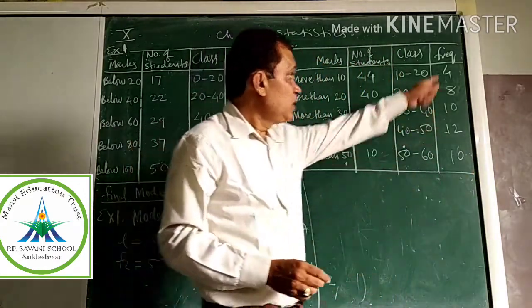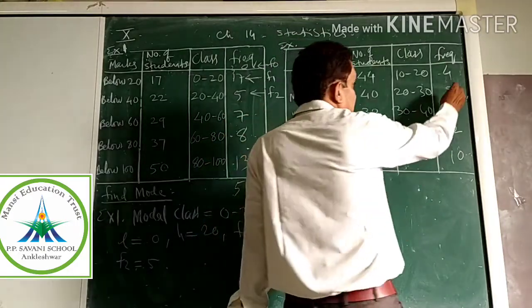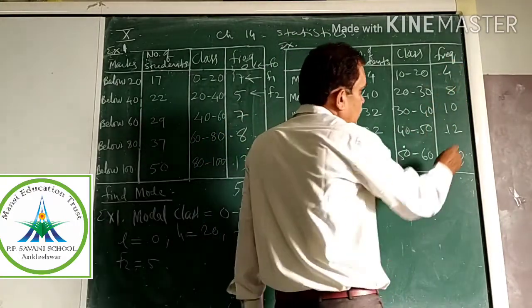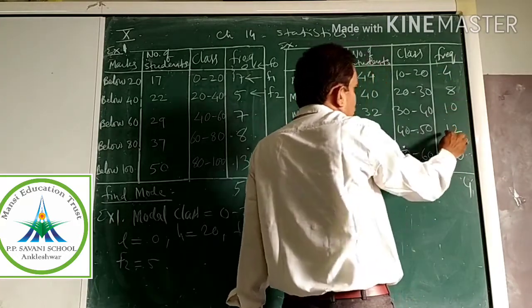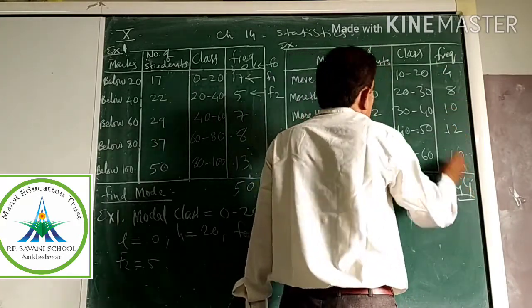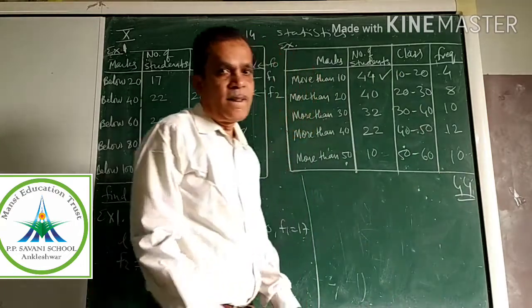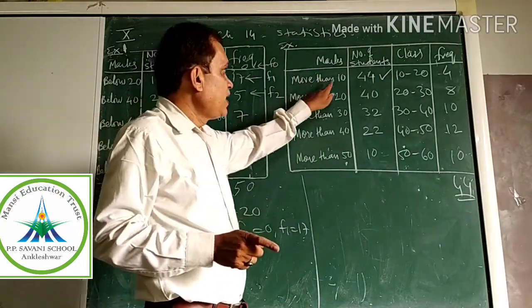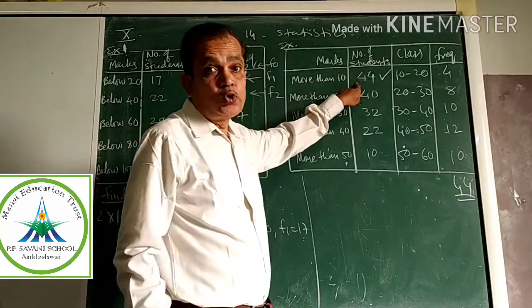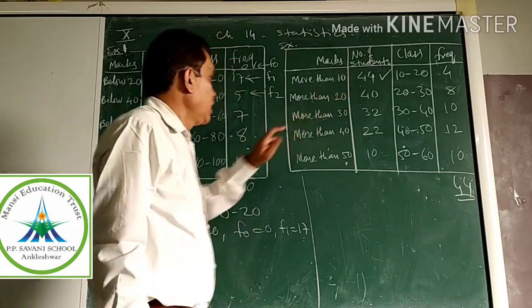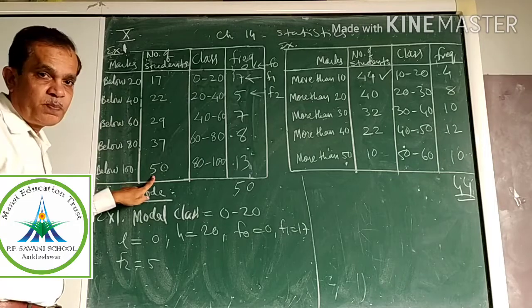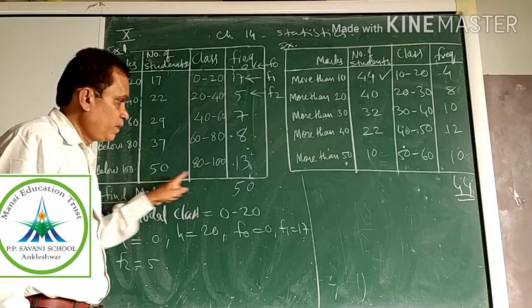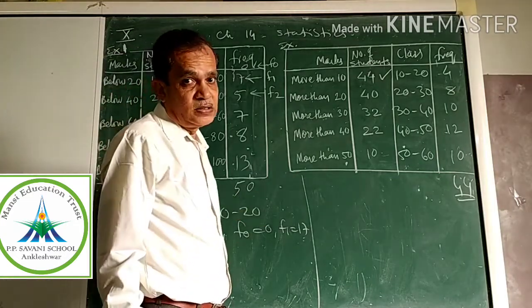Now see, students, try to add. You will come to know this. 8 plus 4, 12. 12 plus 2, 14. 1, 2, 3, 4 is the total. In more than 10, whatever is the first figure, that is the total. In less than or below 20, whatever is the last figure, that is the total. Please understand this.